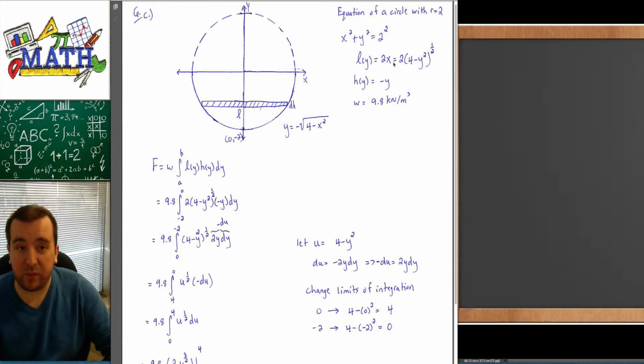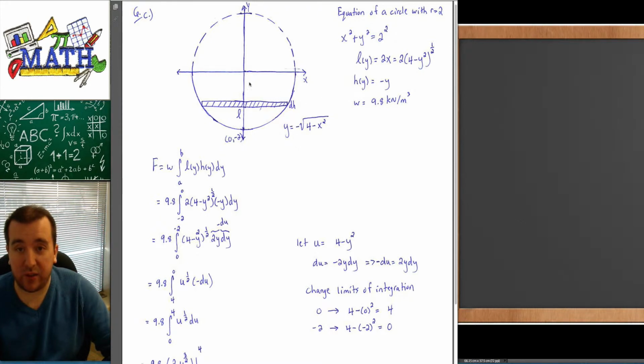So x then, if we rearrange that, it's 4 minus y squared to the half, right? So instead of using the square root, I used the half, right? So I just took either this equation or this one and rearranged it for x, and that's what I got here. Now, h of y, the depth, is negative y.